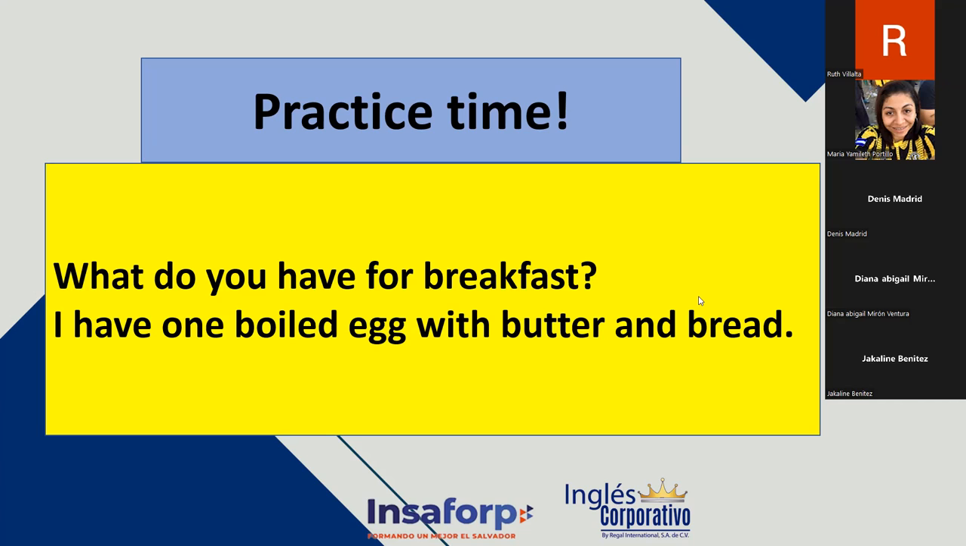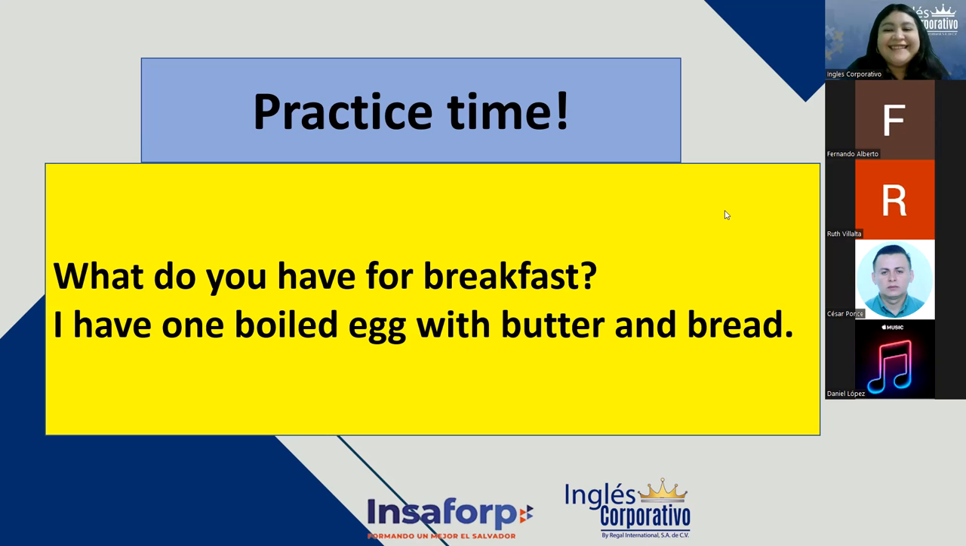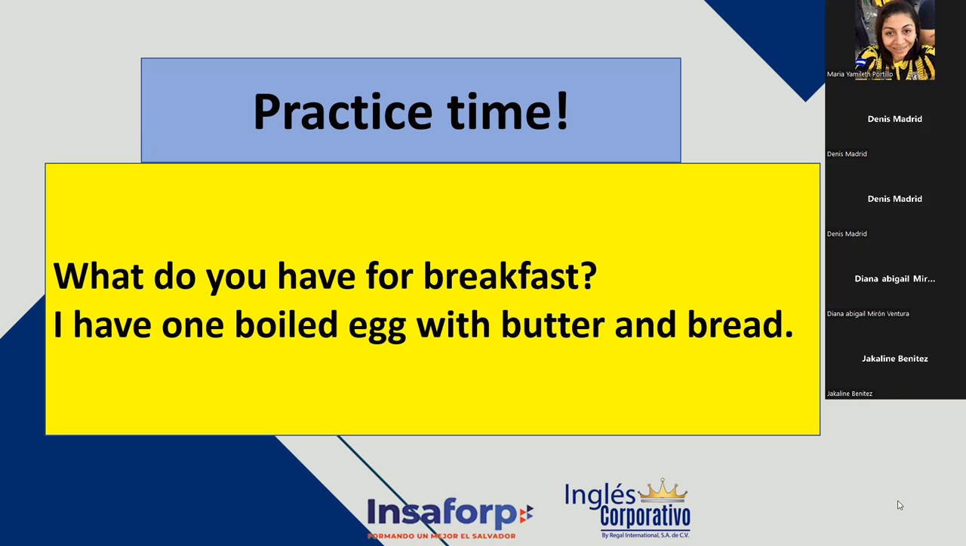Okay, with sugar. Good. Now, let me hear you, Ruth Villalta. What do you have for breakfast? I have beans, toast with butter, and coffee with milk. Excellent, very good. All right, you don't drink black coffee. Very good. Now, let's check.